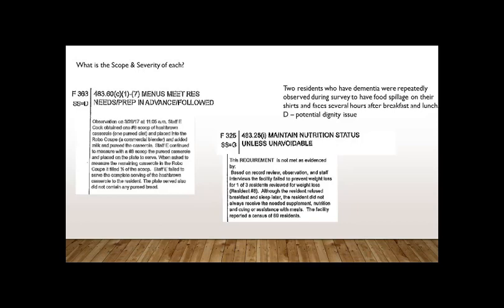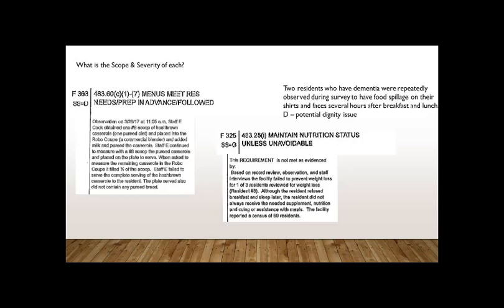So this building's plan of correction, which I didn't include on here, was education. Education and posting the procedure for pureeing and double-checking their menu spreadsheets. So they had a really thorough plan of correction in place, and it was accepted by the surveyors, and they have moved on. And this would be something I would audit on. Once you get called out on something, you need to do routine audits after the fact to make sure that they're still doing it. And here's F325, maintain nutrition status unless unavoidable. And this one was a scope and severity of a G level.